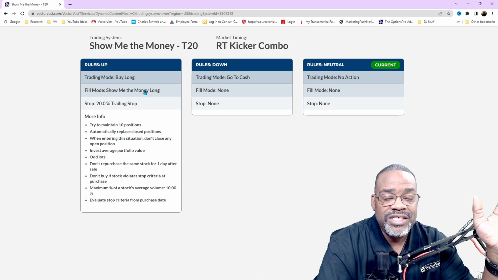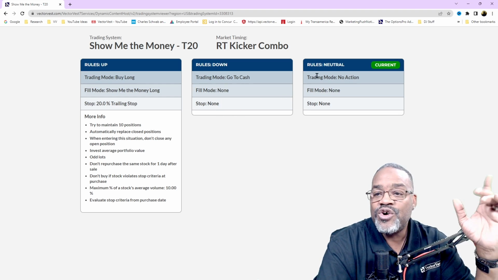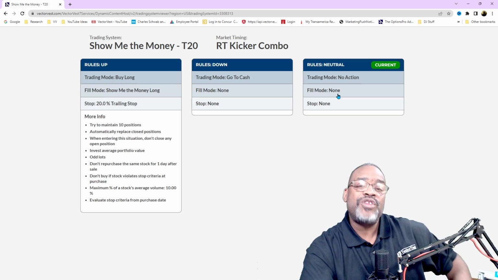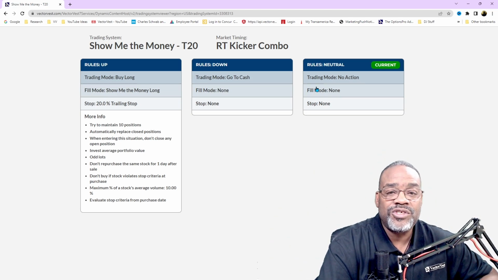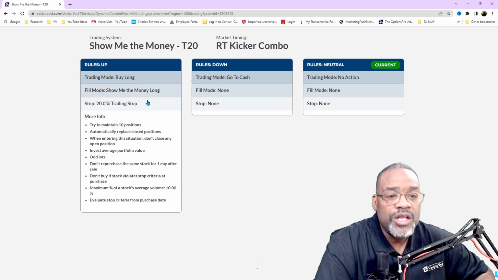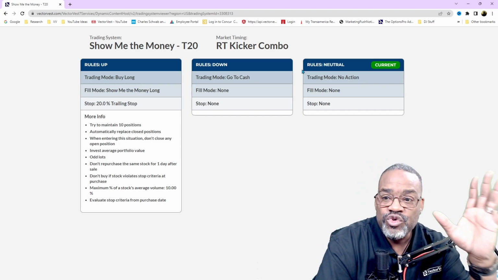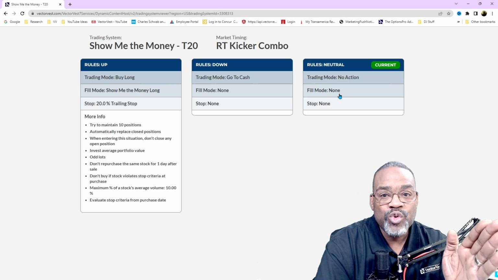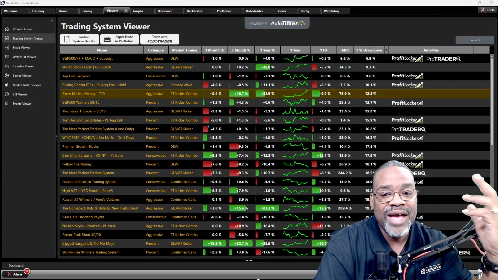Now, when this system gives you a down call, it automatically goes to cash. On the neutral, no action. So for those of you who don't like to short stocks, this is ideally suited for you. Only on the up signal using this call, you're in show me the money long. When it gives you a neutral signal, it's just going to hold stocks for you. Folks, I love that it lays it out for you exactly what you want to do.